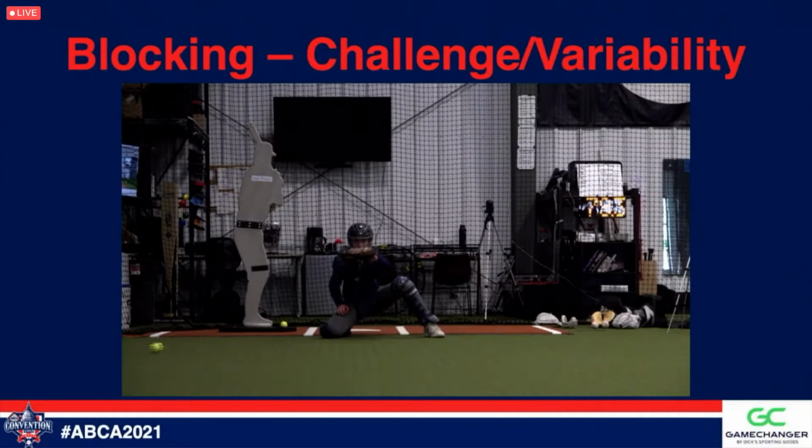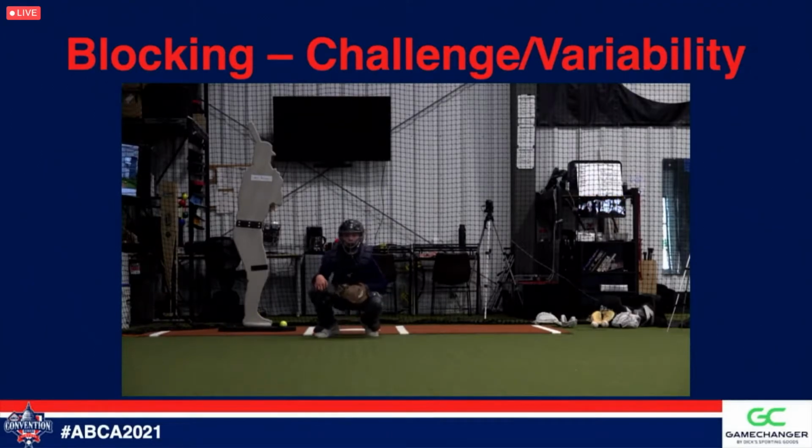Okay, so this is really fast, but what we're doing is we're shortening that window of decision-making time even more, right? He has almost no time to make a decision of block versus catch, so he's forced to think receive, receive, receive, and react to the block. And we'll do competitions with the guys on this.